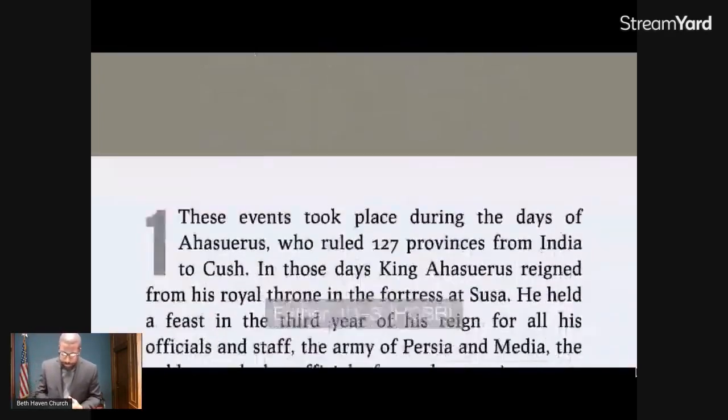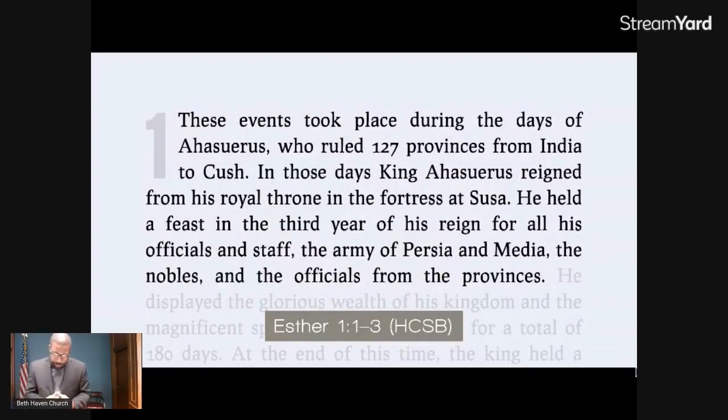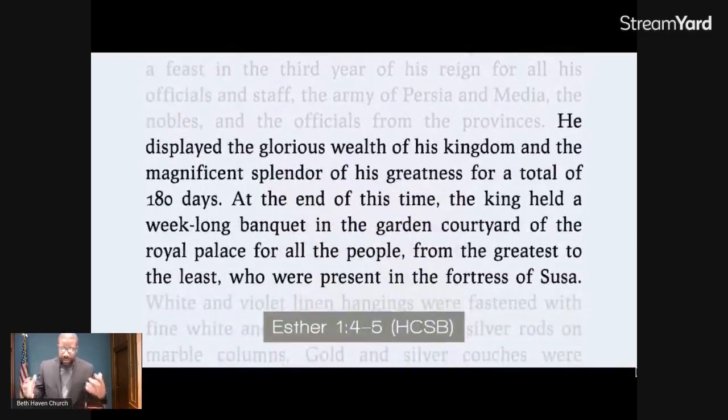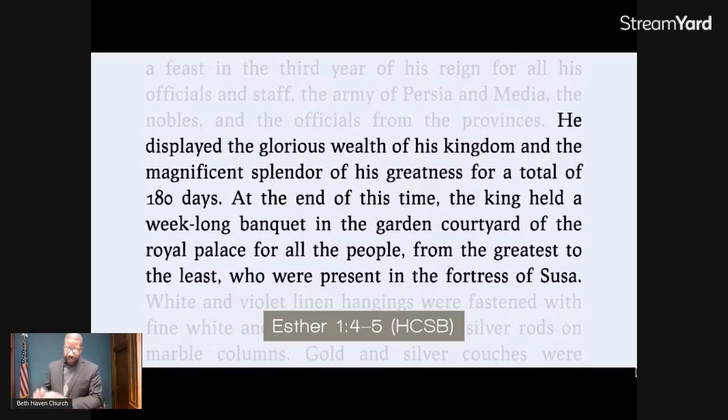Esther chapter 1, verses 1 to 9 says this: these events took place during the days of Ahasuerus, who ruled 127 provinces from India to Cush. It's a lot. In those days, King Ahasuerus reigned from his royal throne in the fortress at Susa. He held a feast in the 3rd year of his reign for all the officials and staff, the army of Persia and Media, the nobles, and the officials from the provinces. He displayed the glorious wealth of his kingdom and the magnificent splendor of his greatness for a total of 180 days. That's a long time.